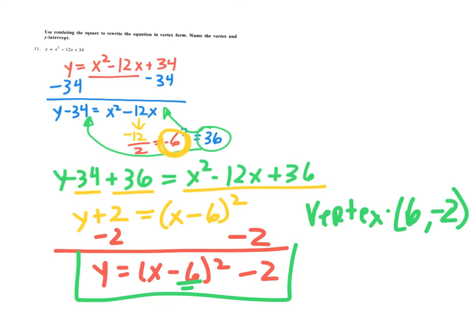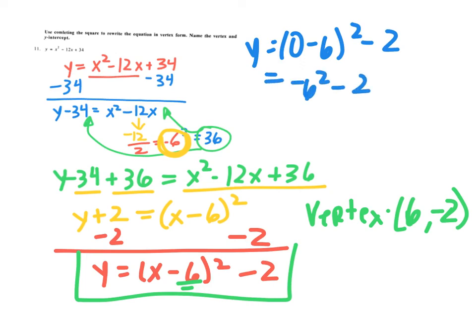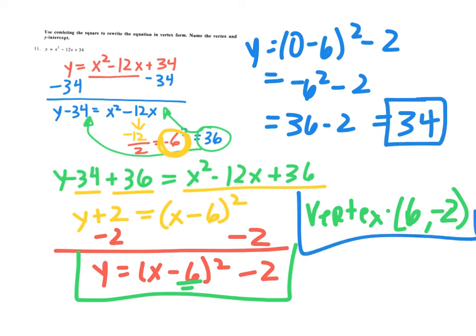And then to find my y-intercept, I'm going to go ahead and plug in 0 for x. So we're going to do y equals 0 minus 6 squared minus 2. If I do that, I'd get negative 6 squared minus 2, which is 36 minus 2, which equals 34, which would be my intercept. So there you have it, your vertex form, your vertex, and your intercept.